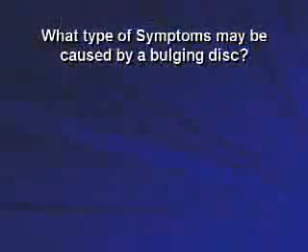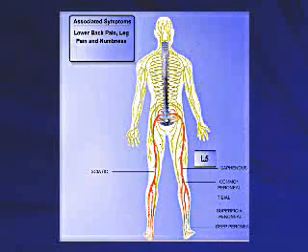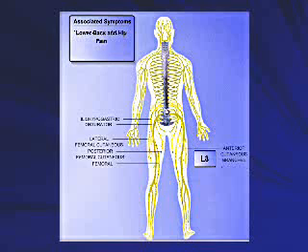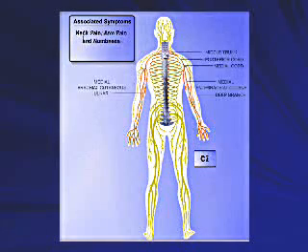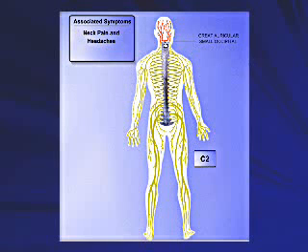What type of symptoms may be experienced from a bulging disc? A bulging disc in the lower lumbar area of your spine may cause pain to radiate down one or both legs, which is a condition called sciatica. An upper lumbar bulging disc may cause pain to radiate in the lumbar area. A bulging disc in the lower cervical region may cause pain to radiate down the arms and into the hands. A bulging disc in the mid-cervical area may cause pain to radiate into the neck and shoulder area. And finally, a bulging disc in the upper cervical region of your spine may cause headaches and neck pain.